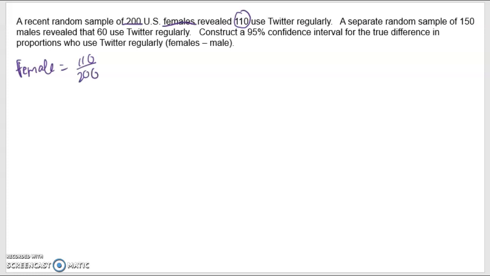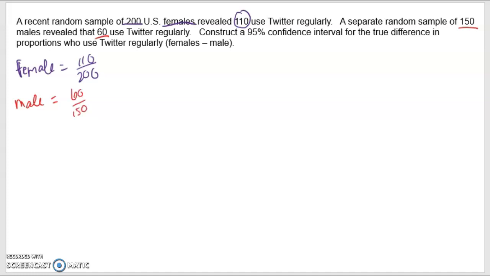And for males, out of a sample of 150, only 60 use Twitter regularly. So that's males. Again, this is from a sample. So whether you agree or disagree with it, it's just a sample. So males is 60 out of 150.